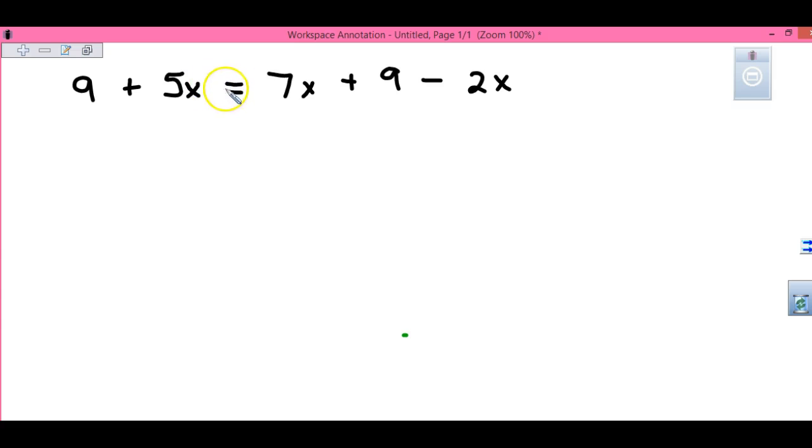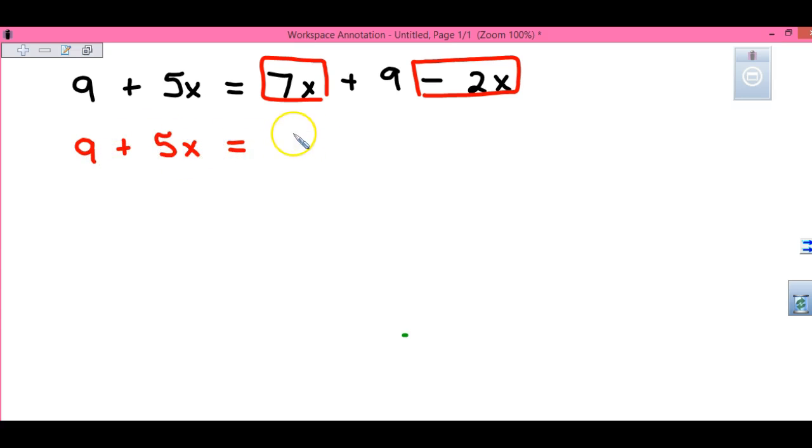Solve 9 plus 5x is equal to 7x plus 9 minus 2x. So before we begin, we have to combine the like terms on the right side of the equation. So we have 9 plus 5x is equal to 5x plus 9. Okay. It's an identity. Why? Not in the same order, but that's okay. 9 plus 5x is the same thing as 5x plus 9.